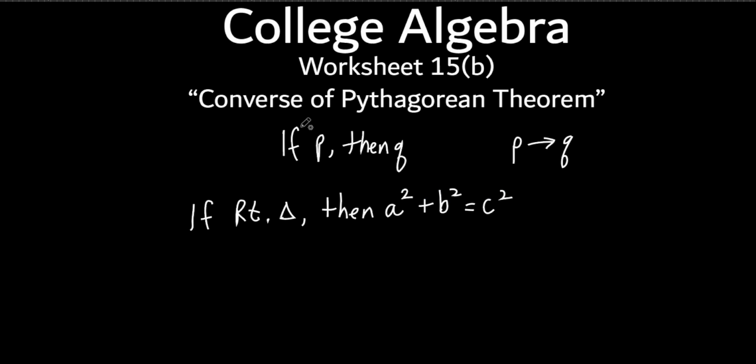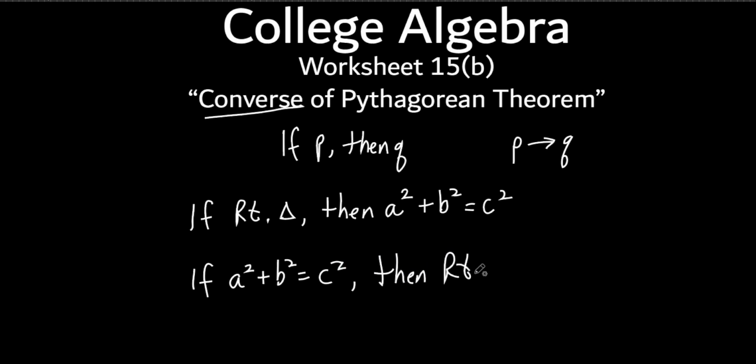Now, when we talk about the converse of a statement, we switch around the P and the Q. Right? So instead of saying if it's a right triangle, then A squared plus B squared equals C squared, what do you think we're going to do now? We're going to say if A squared plus B squared equals C squared, then it's a right triangle. Okay? Everybody see that?